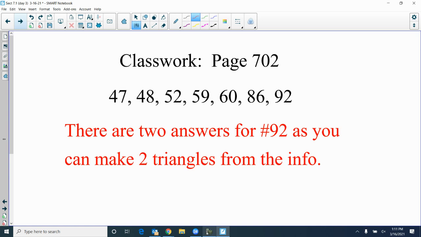And for 92, I kind of spilled it. There's 2 answers. Okay, there should be 2 values. I think they're asking for times. There's 2 times. Because you can make 2 triangles from the insult.